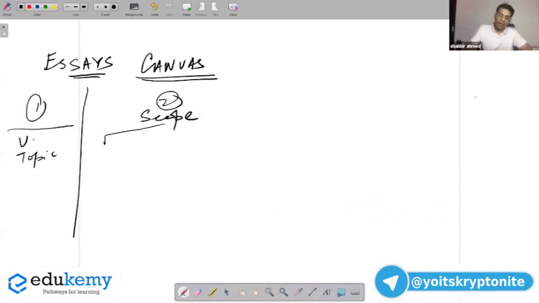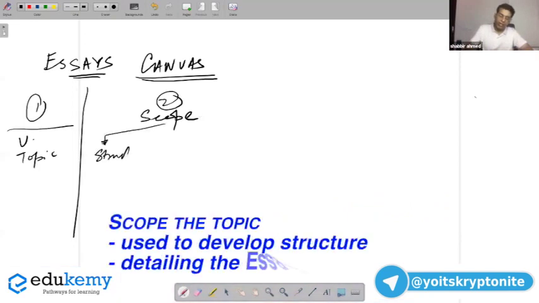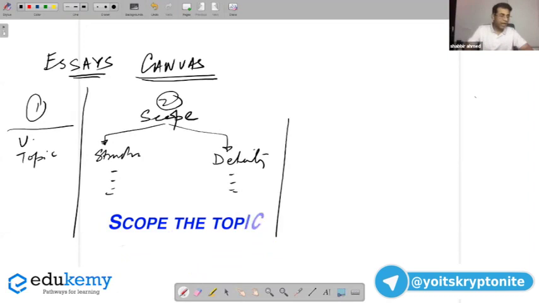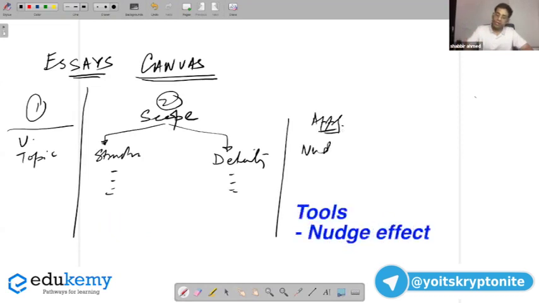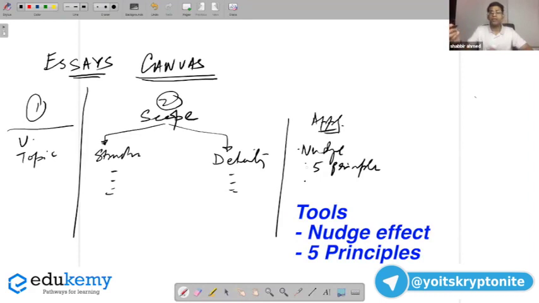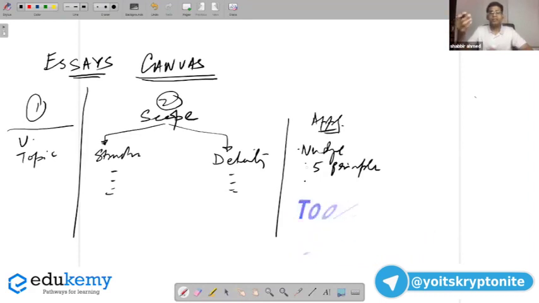और scoping का एक part था developing the structure of the essay, and the other part was detailing the essay. Okay, and you know the steps, how to structure and how to detail. And okay, I had said apply some tools. Apply some tools में I said use the nudge effect, use the 5 principles. Okay, कुछ art से, कुछ personalities से, कुछ summits से, take up some summit, some broad national level meet has happened. So the principles.